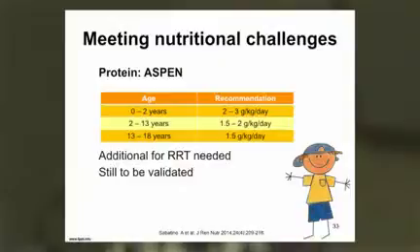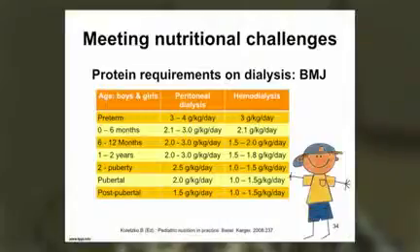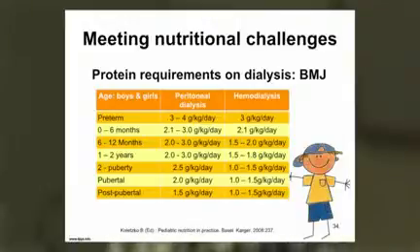So there are different recommendations. We might need to add additional protein for renal replacement therapy, but these recommendations still have to be validated in the pediatric population. There's another group, the British Medical Journal group, who also have made some recommendations that you can look at. It's as much as 3 to 4 grams per kilogram in preterm children or babies on peritoneal dialysis, and in the almost adult child it can be as little as 1.5 grams per kilogram per day.